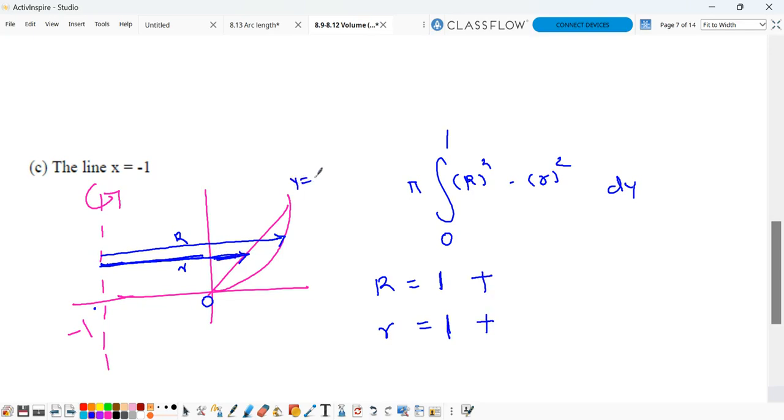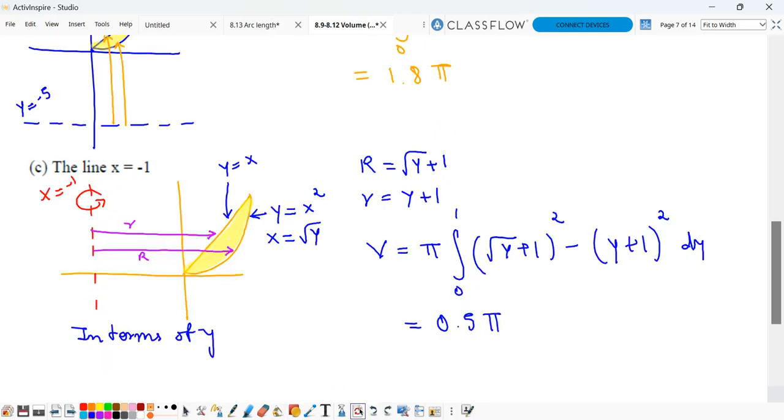Now this is the line y equal to x. We are doing everything in terms of y. So this is y, and this is y equal to x squared, so in terms of y this is square root y. So I'm bringing my work back here to check. We are doing everything in terms of y, square root y plus 1, y plus 1. Same, big R, small r. Evaluate, the calculator will give you 0.5 pi.